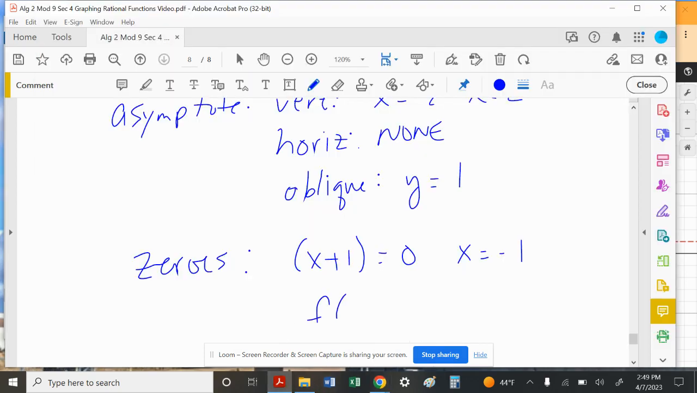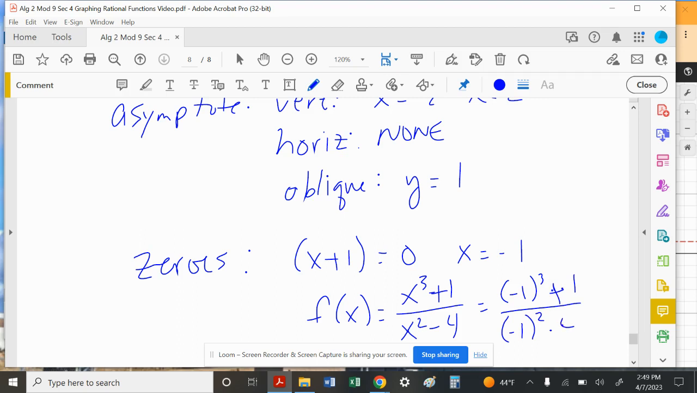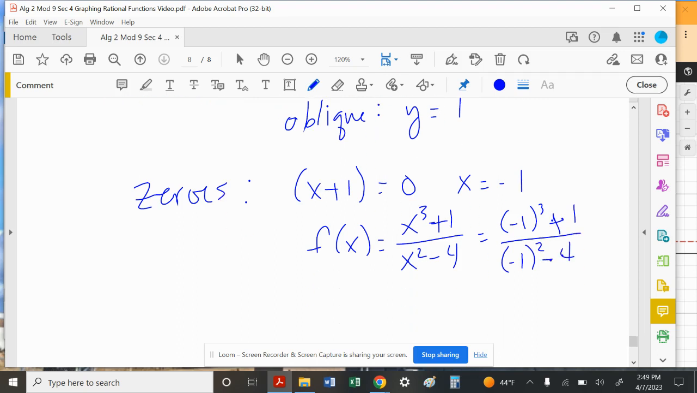So remember, our f of x is equal to x cubed plus 1 all over x squared minus 4. So we're going to plug in a negative 1 there. So we have negative 1 cubed plus 1 over negative 1 squared minus 4. And so that's going to give me negative 1 cubed is negative 1, plus 1, all over negative 1 squared is 1, 1 minus 4. So that's going to give me 0 over negative 3, which is going to be 0.